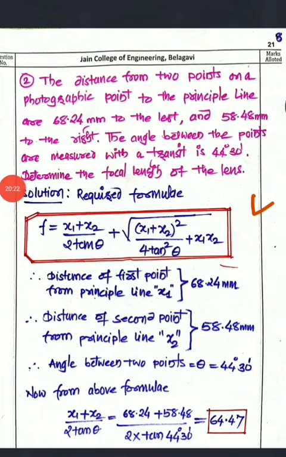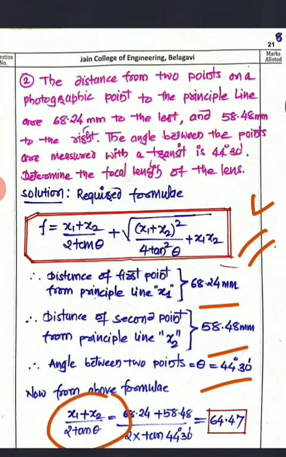Before solving, it is a very good thing that you clarify the formula. I'll tell you first the way to solve the problem. First write the formula, as I did here, then clarify the things, what are those things, as I did here: x1 is equal to 68.24, x2 is equal to 58.48, and theta is equal to 44 degree 30 minutes. Then separate the formula. If you want, you can bifurcate, or in one shot you can solve this problem by using that formula. Put all the values in and get the answer. But what I did here is simplify the things.